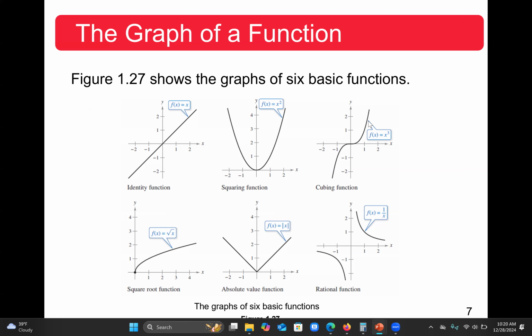Also, we have a cubic function. And also a square root function. And we have the absolute value function. We know absolute value, whether it's positive 1 it is 1, negative 1 it is 1. So that's why it's like a mirror image of the negative area and the positive area. Then we also have a rational function. So these are, I would say, the basic six different functions we will see a lot in college algebra.